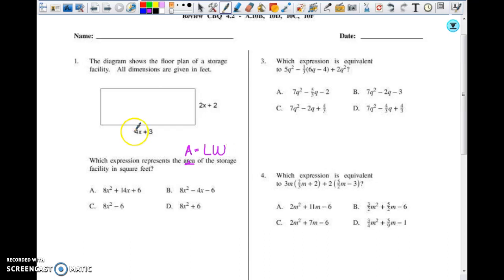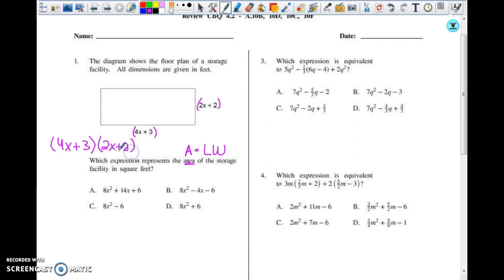Okay, do we know the length? Yep, that's this long part right here. And do we know the width? Yes, so we know both of them. So area is length times width. So what am I going to do between both of them? I'm going to multiply. So I would multiply 4x plus 3 times my width, which is 2x plus 2.